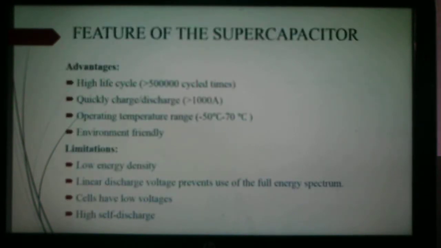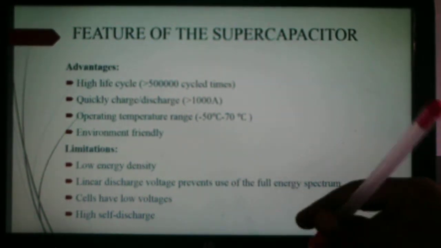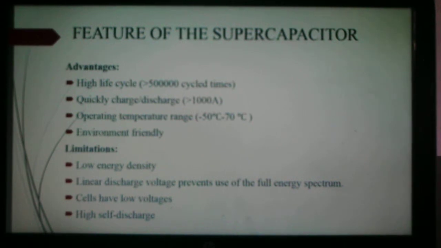Then the features of the supercapacitor are these advantages and limitations. Advantages: high life cycle, quick charge and discharge, wide operating temperature range, environment friendly. And limitations are low energy density, linear discharge voltage that prevents use of the full energy spectrum, cells have low voltages, and high self discharge.